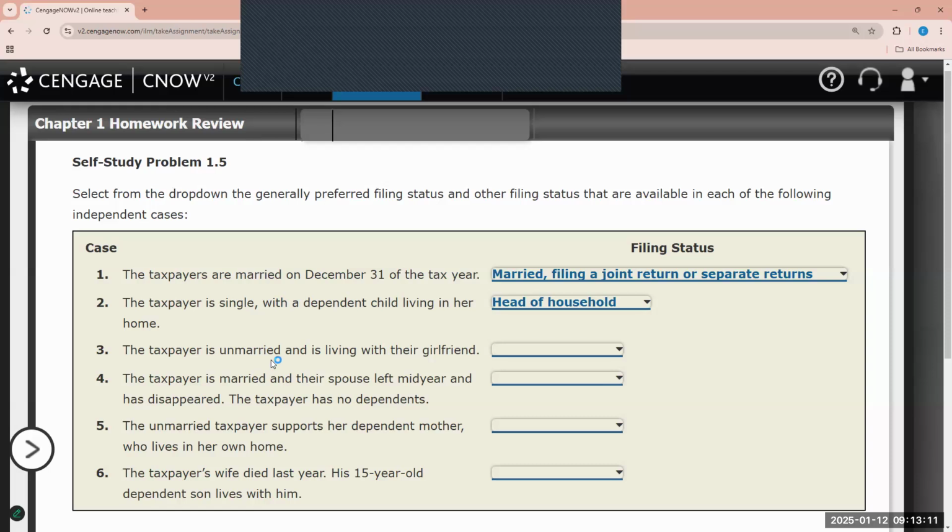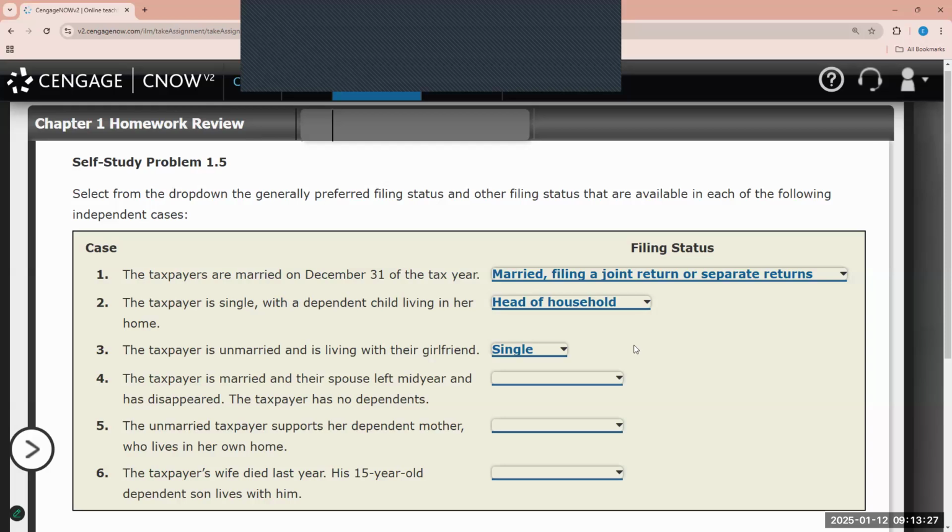3, the taxpayer is unmarried and living with their girlfriend, single. If you are not married, there are some states where they do like common law marriages and things of that nature, but for the most part, on the federal level, Uncle Sam is not having that. State might be a little different.